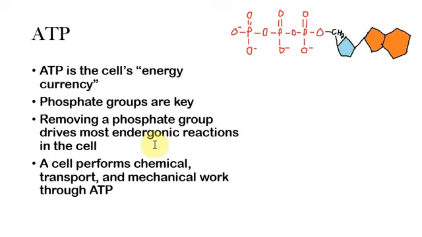reactions in the cell. There are exergonic reactions that we're going to be looking at with respiration in our next couple of videos that will then allow the phosphate group to be reattached to the remainder of the ATP molecule. Now, using ATP, a cell performs chemical work, transport work, and mechanical work. And ATP, like I said, is the energy currency of the cell. It's what drives all of those processes in the cell.